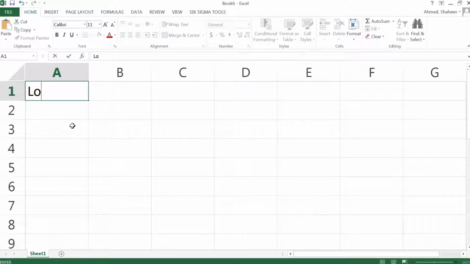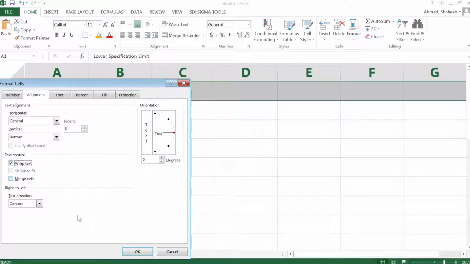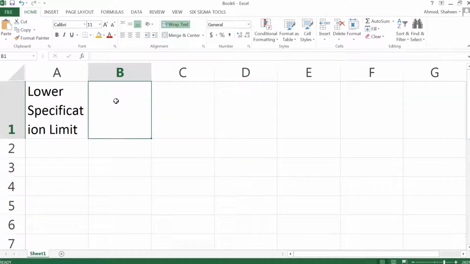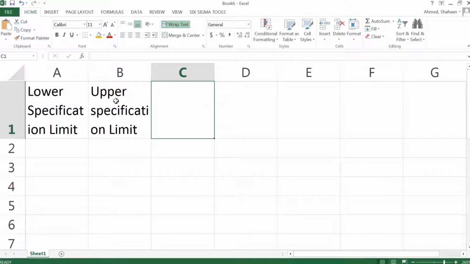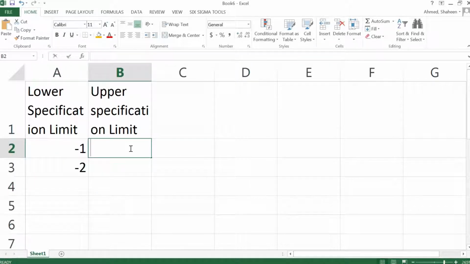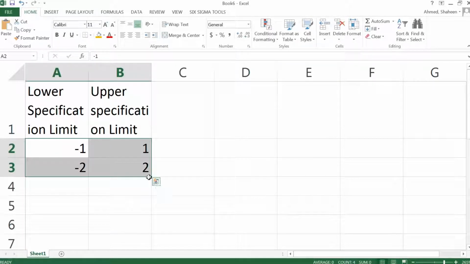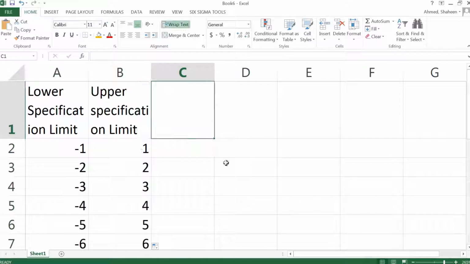So our lower specification limit, I'm going to make this cell wrap text so I have some more space to work on, and then upper specification limit, and so I have the same limit. The limit did not change. Let's copy this all the way up to 6. We want to see up to 6 standard deviations.